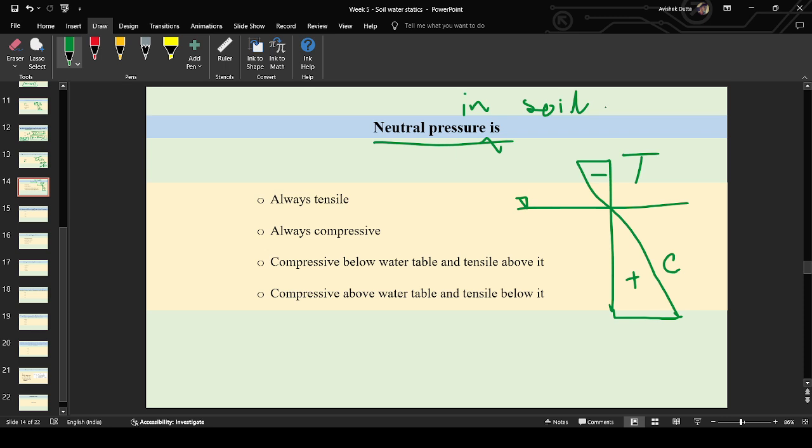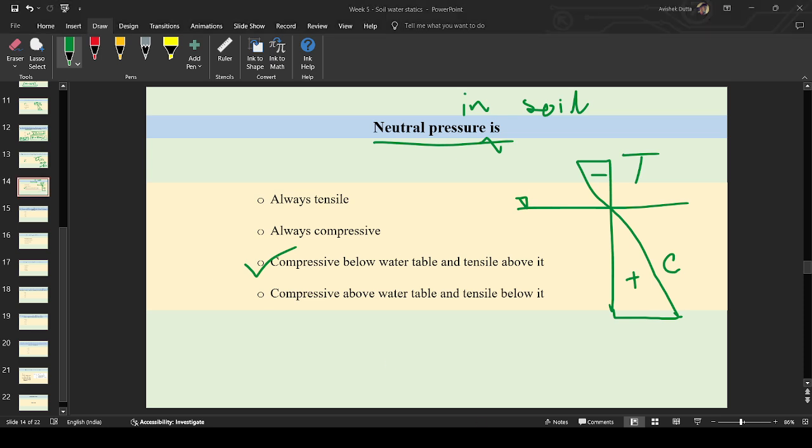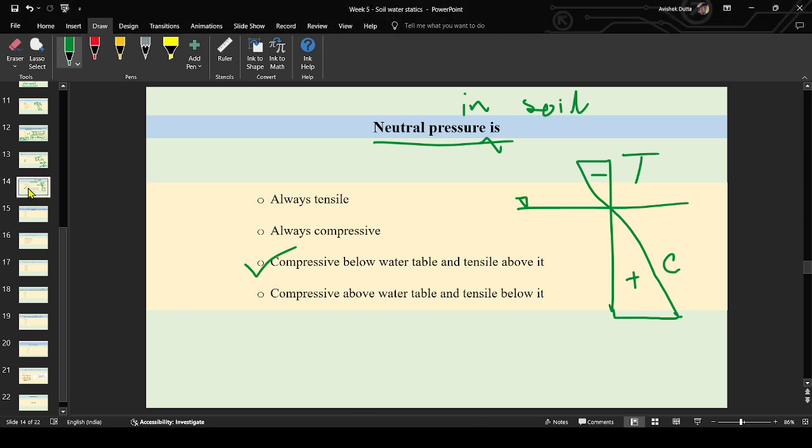So now, which option? Option C: compressive below the water table, tensile above it. Very good. Compressive below the water table because compression is positive, and tensile above it. So this is the answer. Next question.